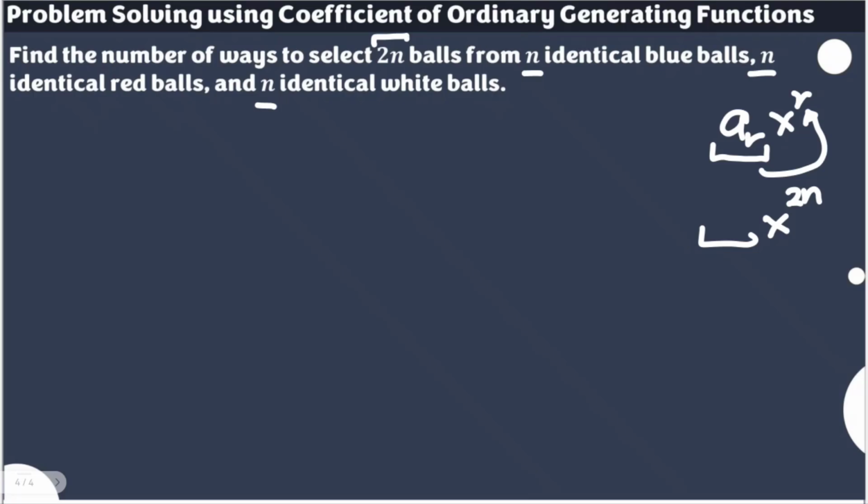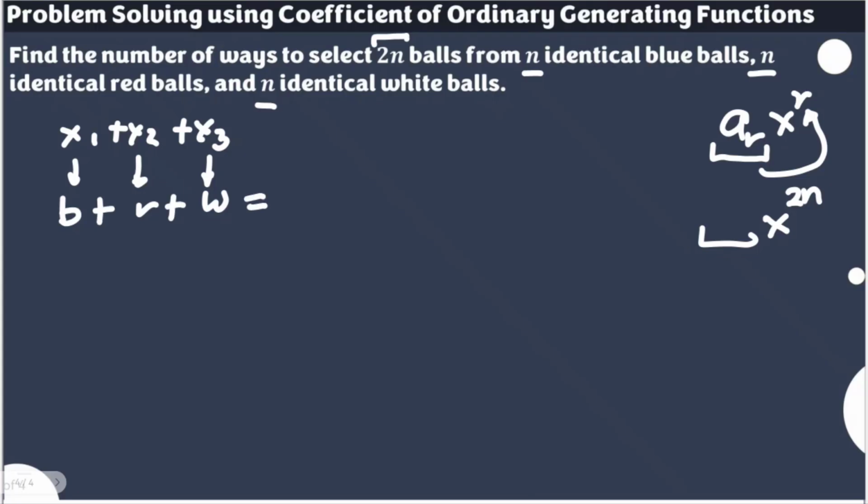Now, let's look into this. With the use of ordinary generating functions here, we're going to try to come up with a general form of the ordinary generating function for each situation. Take note that this looks like the number of integral solutions, just like in the previous examples, where x sub 1 is the number of ways to select from. This will be our blue, this will be our red, and this will be our white. In short, we're going to add the number of blue, red, and white. That will give us the result of 2n.